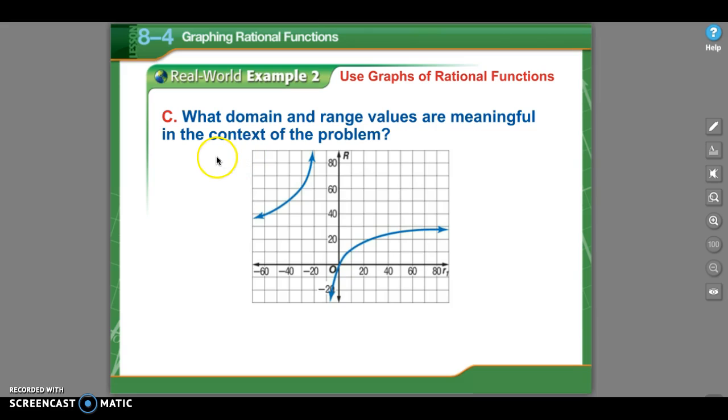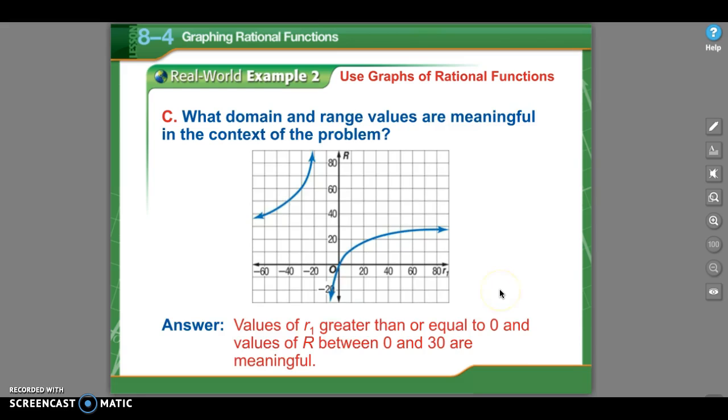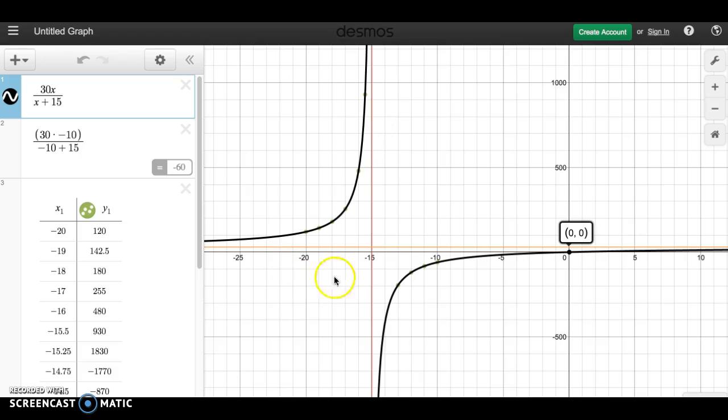What domain and range values are meaningful in the context of the problem? Remember, this is about rates, which are speeds that you travel at. So it says values of R1 greater than or equal to 0, and values of R, big R, the total rate, the average rate, between 0 and 30 are meaningful. Think about it. If we're talking about speeds that you're moving, can you move at negative speed? No, you can only move at positive speed or 0 speed. And the average rate that you can move at has to be between 0 and 30, because those were the limiting values from the asymptotes.